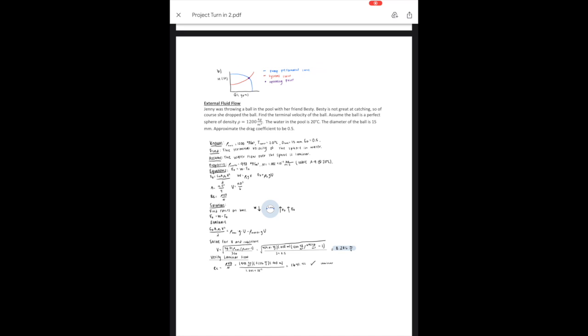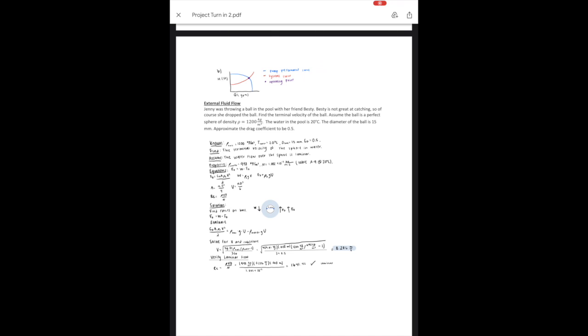The related equations used here were the drag equation, the equations to find the weight force and the buoyancy force, the area, the volume, and the Reynolds number. The assumption made was that the water flow over the sphere is laminar, and the cited properties were from table A-9 at 20 degrees Celsius for water. For the solution, you find the forces on the ball and do a force balance: drag force equals weight minus the buoyancy force.